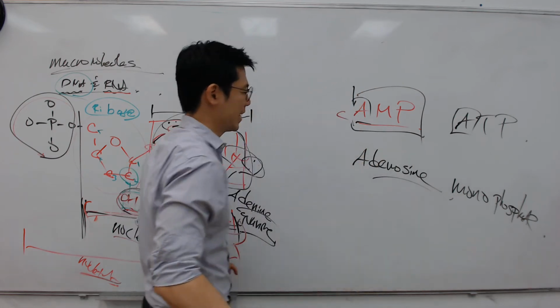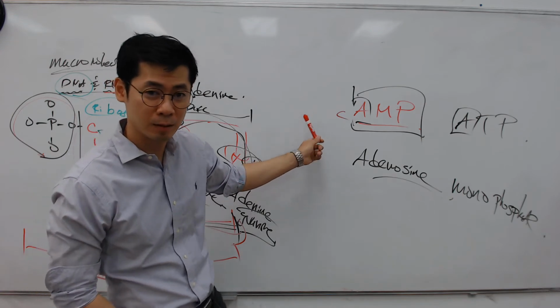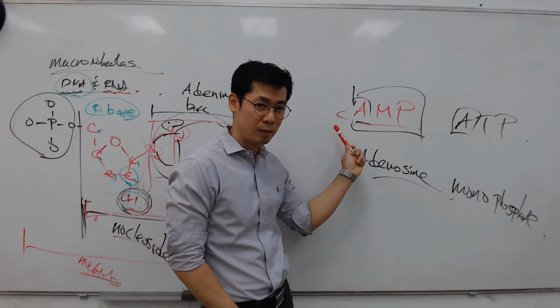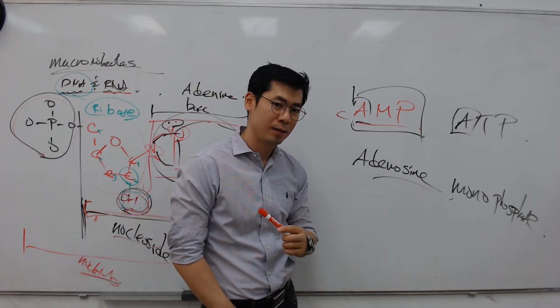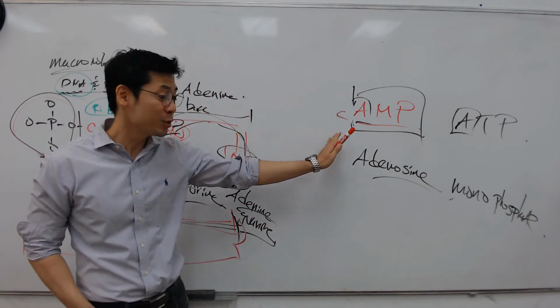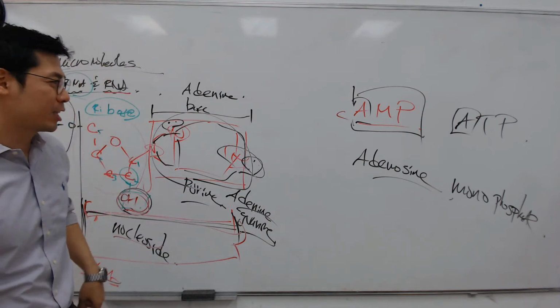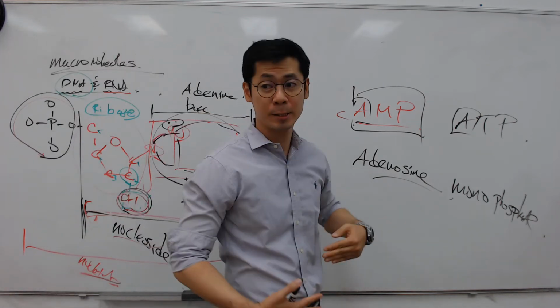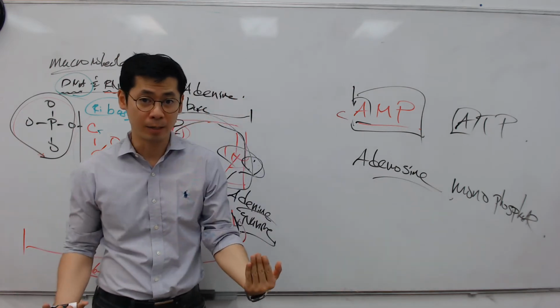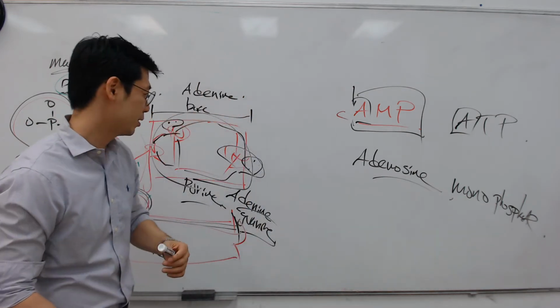What about cyclic AMP? What do they do? Cyclic AMP, a lot of times, is known as a secondary messenger. There's a whole chapter on it. You guys have to listen to it in that AP Chem class.